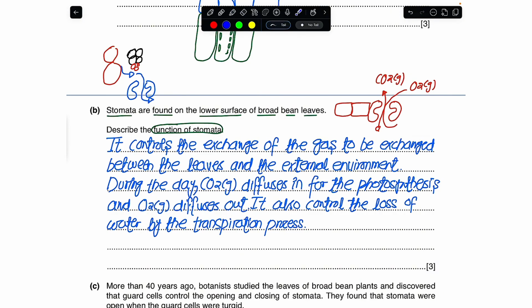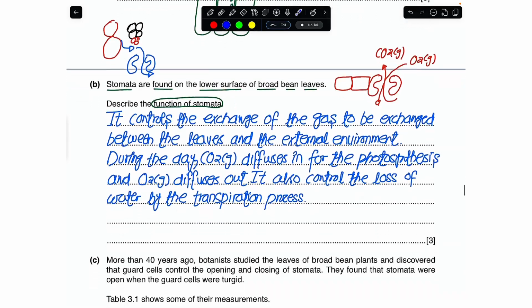So for 3 marks, your answer should look like this: these stomata control the exchange of the gases that has to be exchanged between the leaves and their external environment. During the day, they would allow the carbon dioxide to diffuse in for photosynthesis and would allow the oxygen to diffuse out of the leaves. And the third point would be that they control the loss of water by the transpiration process.